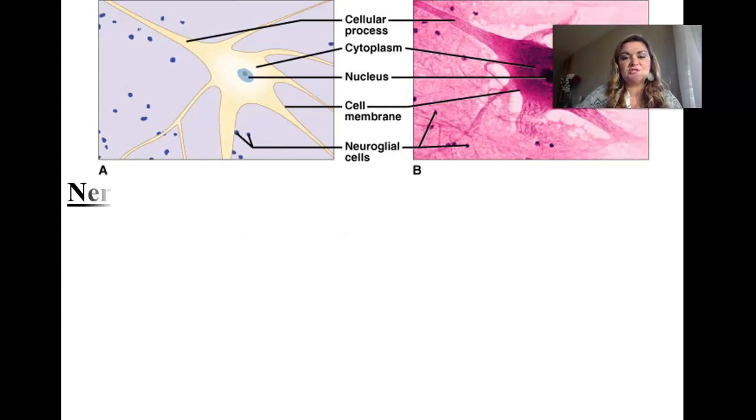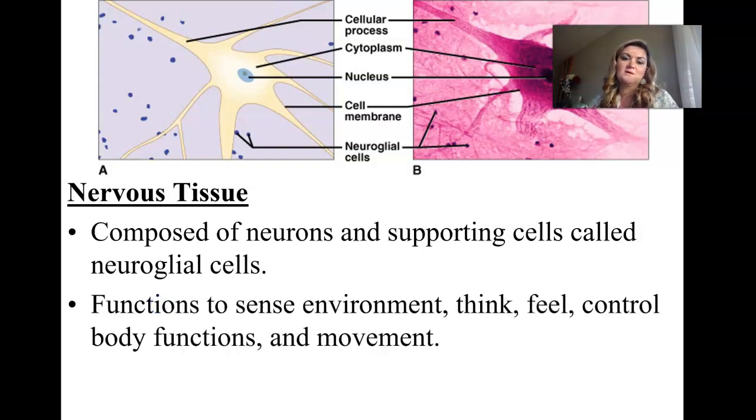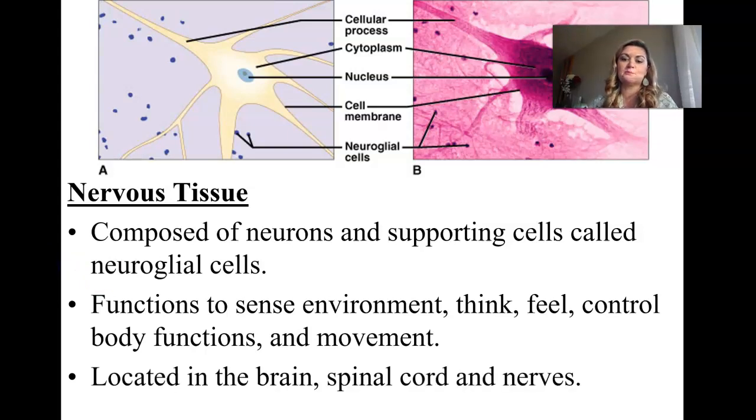Right. Going into the nervous tissue. The nervous tissue is going to be made up of two specific types of cells. You have your neurons, which are going to be the main nerves, and then you're going to have supporting cells, which are referred to as neuroglial cells. These are the ones who are going to help to make sure all the nutrients and all the things that the neurons need, they actually get. Their function as neurons is to sense the environment, to think, to feel, to control the body's functions, and to control the movement. It's going to be located in the brain, the spinal cord, and the nerves.